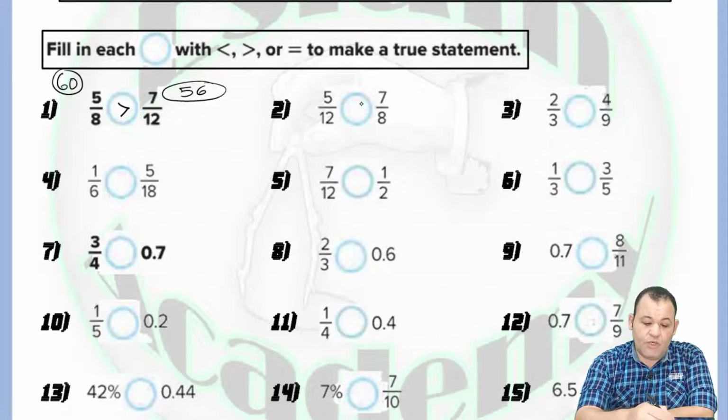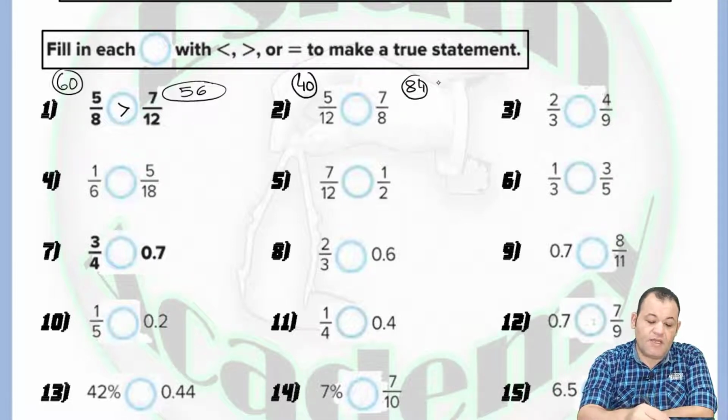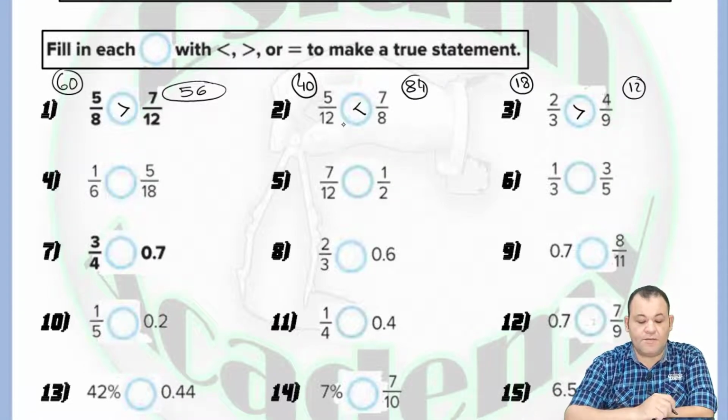Again we have 5 over 12 and 7 over 8. If you multiply 12 times 7 equals 84. And 8 times 5 equals 40. You will find that 84 is greater, it means 7 over 8 is greater than 5 over 12. By the same way, we have 2 over 3 and 4 over 9. 3 times 4 equals 12. And 9 times 2 equals 18. 18 is greater than 12, it means 2 over 3 is greater than 4 over 9.